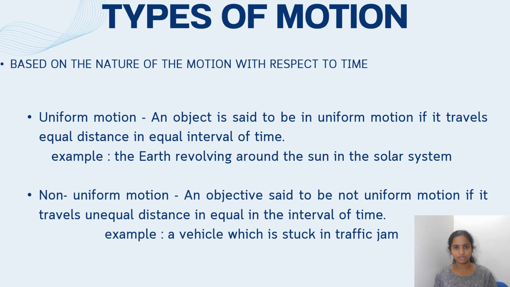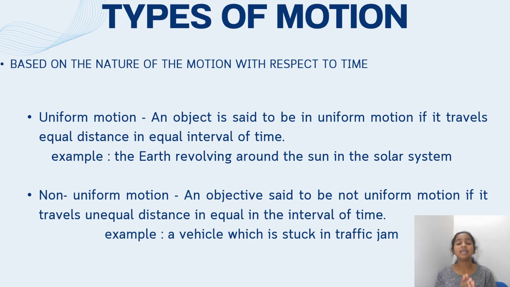So what is uniform motion? When an object travels equal distance in equal intervals of time, we can say that the object is in uniform motion. For example, take the case of a car which is being driven on a straight road. If the car travels 100 meters in 1 second, and in the next second it again travels 100 meters, in the third second it again travels 100 meters, so we can see that in a fixed interval of time the car is moving equal distance. That means the car is in uniform motion.